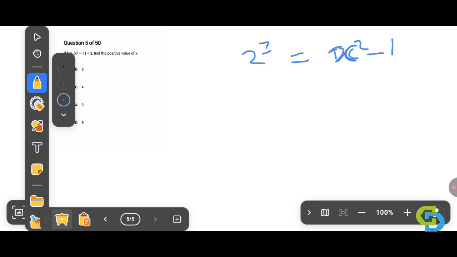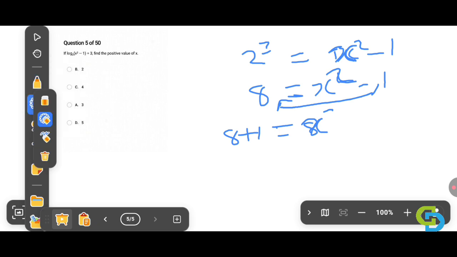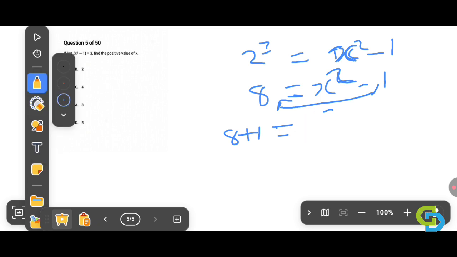Okay, 2 raised to the power 3, that is what? 8 is equal to x squared minus 1, right? Bring this minus 1 to this side, to where 8 is. And so we have 8 plus 1 is equal to x squared. So we have 8 plus 1 is 9 is equal to x squared.